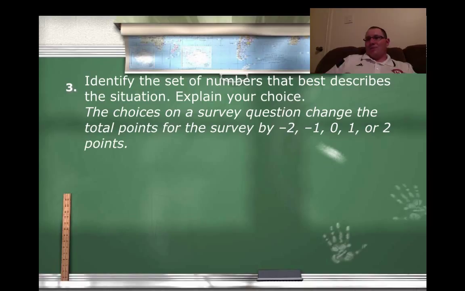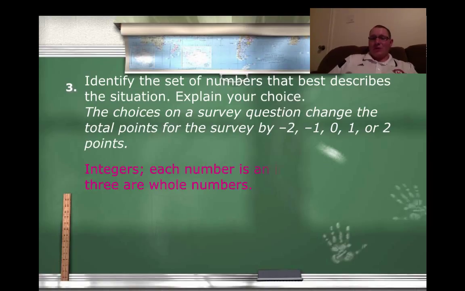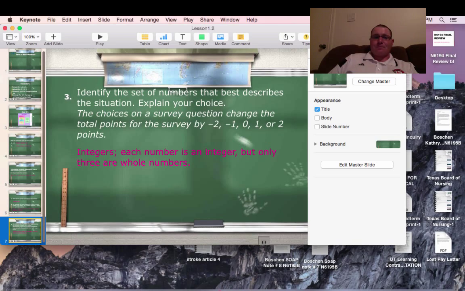Look at the numbers. Are there decimals or fractions? No. So can it be rational? It is a rational number, but that does not describe it best. What describes it the best? They're positive and negative whole numbers, which is an integer. Each number is an integer, but only 3 are whole numbers. Also, they're all rational, but best describing is integers.